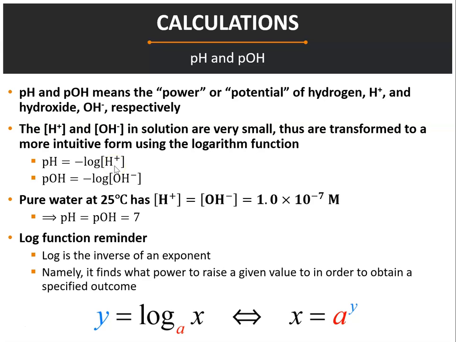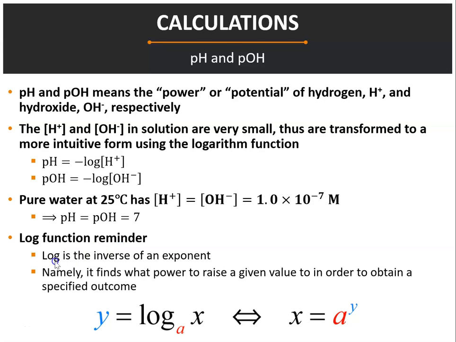You may know that the pH of pure water is equal to 7, so I use that here to show you this formula in action. Pure water at 25 degrees Celsius has equivalent proton and hydroxide ion concentration, being equal to 1.0 times 10 to the negative 7 moles per liter. Putting this value into our pH formula provides an output of 7. So how does this value come about? Well, this requires some understanding of the log function.